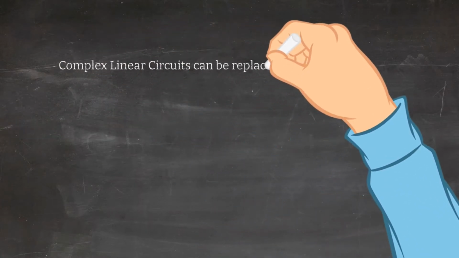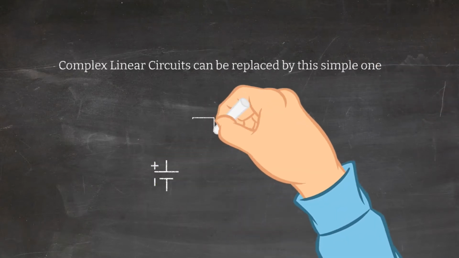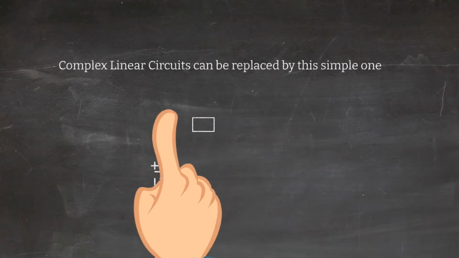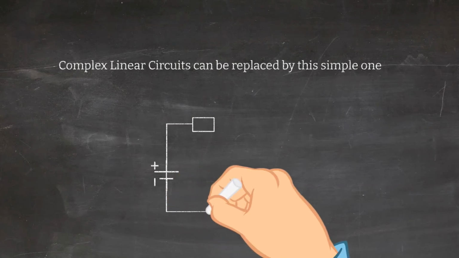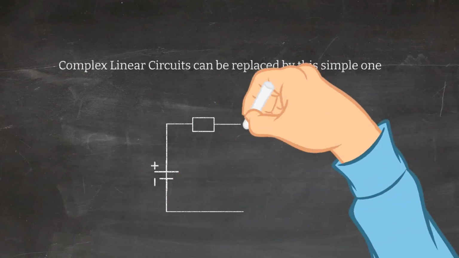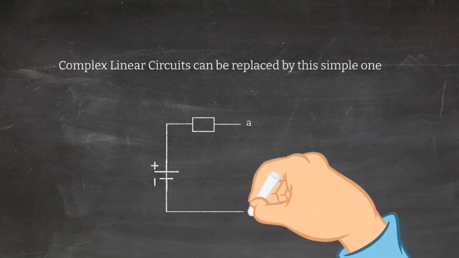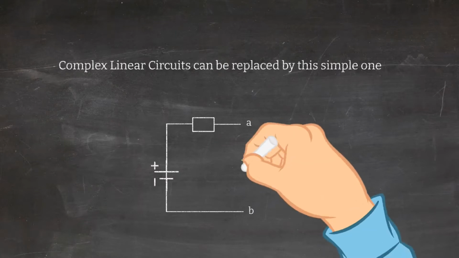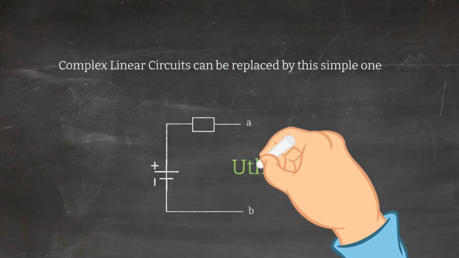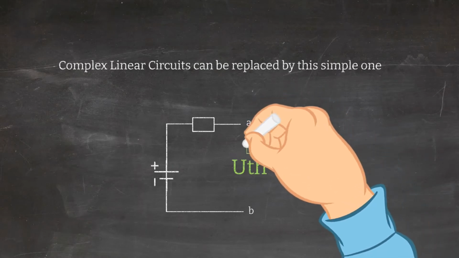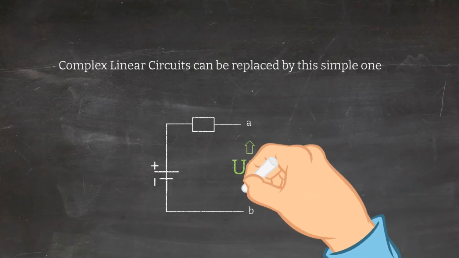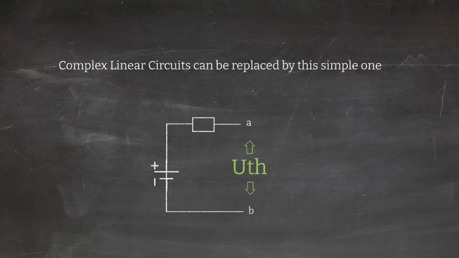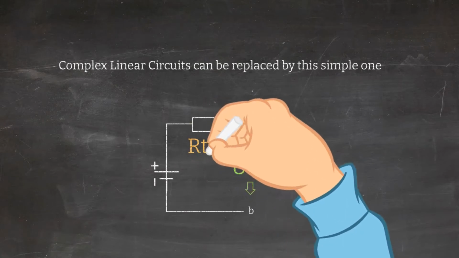So, the complex linear circuits we are looking at, this means circuits with resistances and voltage sources and current sources, can be easily replaced by a circuit looking like this. This is Thevenin's simple circuit with the voltage source and resistance. You have the two poles A and B, and you have a Thevenin voltage, U Thevenin, between these poles A and B, and you have a resistance R Thevenin here, and that's all you need to replace a quite complex circuit.